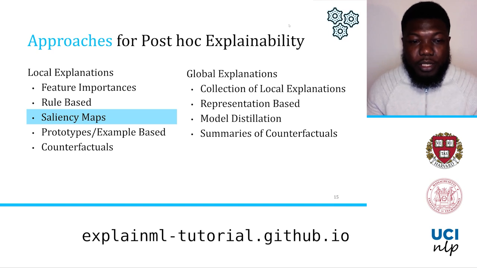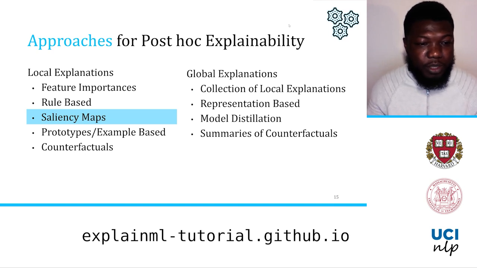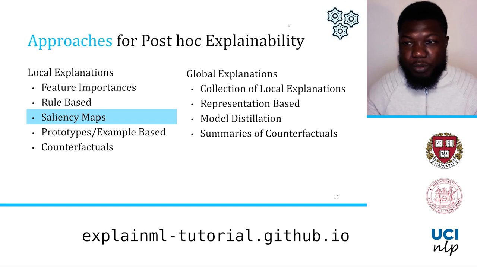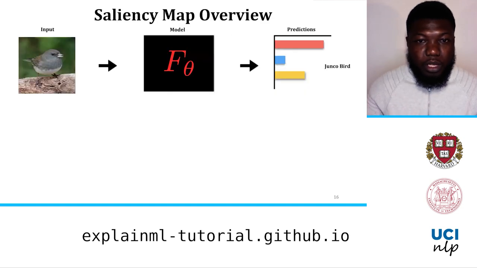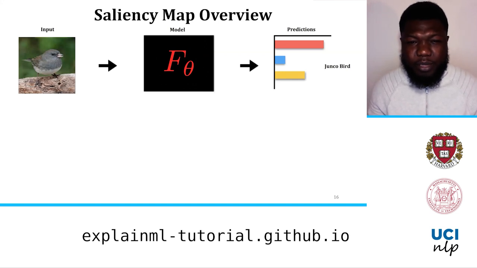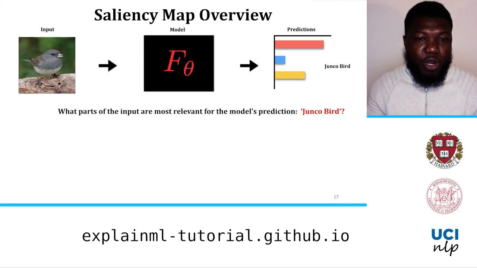So we'll now discuss saliency map techniques, which are a particular kind of feature importance method. So the setting we'll consider is that we have a model F theta here. You can think of this as your favorite deep network, Inception V3, ResNet 50, or VGG16. And this model is given a prediction of Junco bird on this particular input. One question we might now be interested in answering is, what are the parts of this input that the model relies on in order to give a prediction Junco bird?